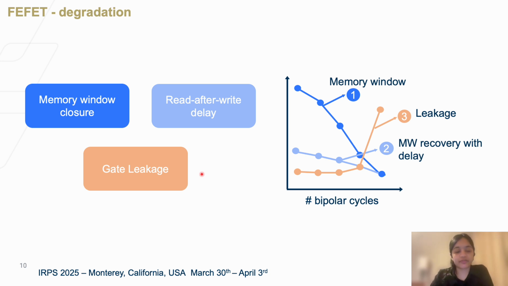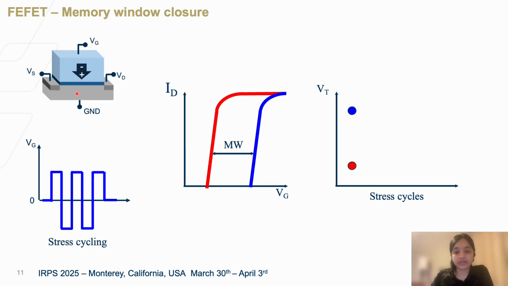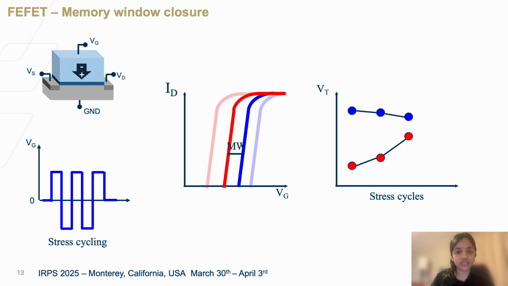In ferroelectric field effect transistors, there are three key parameters that change when bipolar stress is applied to the device: memory window, read after write delay, and the gate leakage. I'll go into the details of what these three mean. Memory window closure is the effect that when we apply bipolar stress to the device, initially we have some memory window represented over here. As we cycle the device with bipolar stress, this memory window closes down, and eventually the memory window goes to zero. This is called the memory window closure effect.